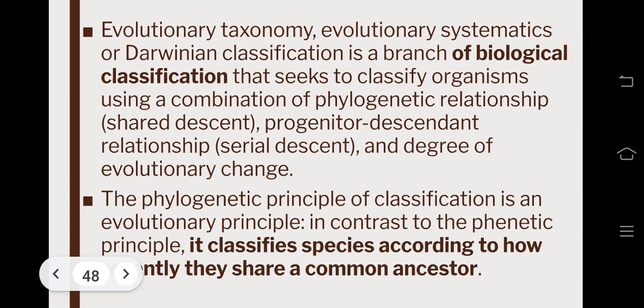Evolutionary taxonomy, also called evolutionary systematics or Darwinian classification, is a branch of biological classification that seeks to classify organisms using a combination of phylogenetic relationship or shared descent, then progenitor descent and relationship, or serial descent, and a degree of evolutionary change. The phylogenetic principle of classification is an evolutionary principle, in contrast to the phenetic principle. It classifies species according to how recently they share a common ancestor.